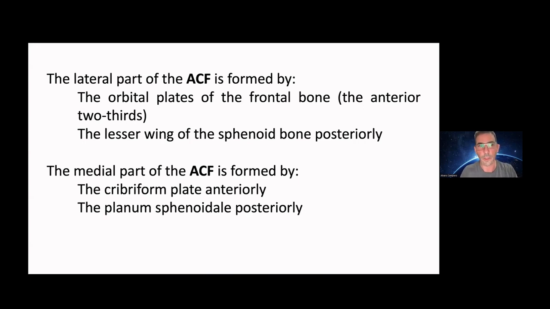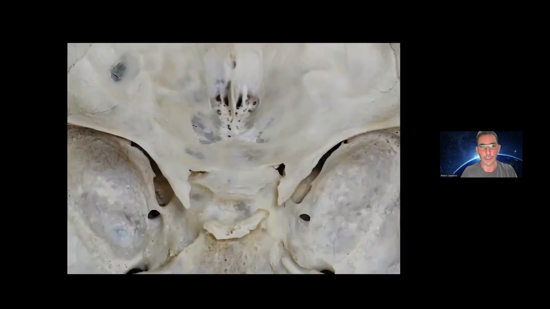The lateral part of the anterior cranial fossa is formed by the orbital plates of the frontal bone anteriorly and the lesser sphenoid wing posteriorly. Medially, we have the cribriform plate with the crista galli in the anterior portion, and in the posterior portion, we have the planum.